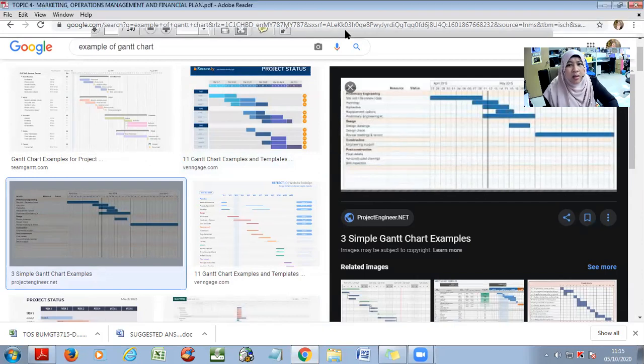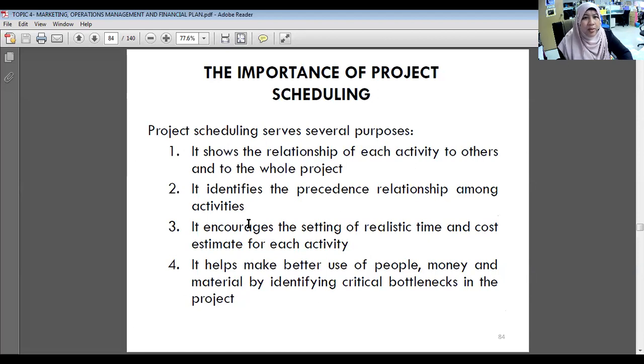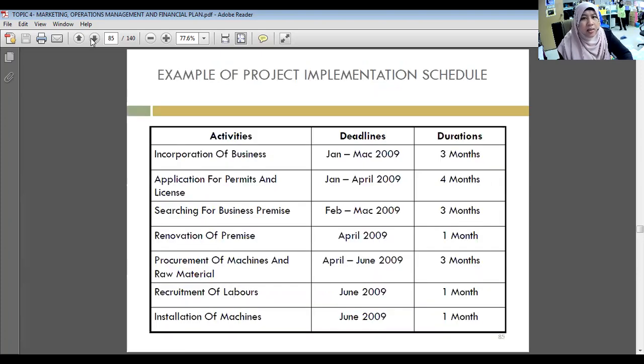Okay, so now the importance of project scheduling. Project scheduling serves several purposes. It shows the relationship of each activity to others and to the whole project, and it identifies the precedence and relationship among the activities. Third, it encourages the setting of realistic time and cost estimates for each activity, and it helps make better use of people, money and materials by identifying critical bottlenecks in the project. Bottlenecks are critical times when we have to produce a large quantity but with very limited time, or limited raw materials. That we call the bottlenecks.